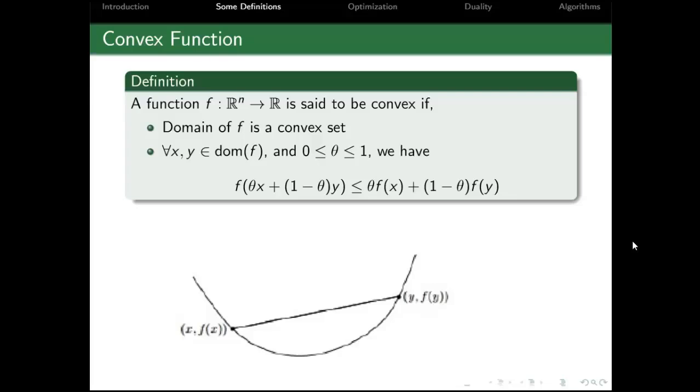So if this happens, we can see that the values f of theta x plus 1 minus theta y are the points along the curve, and theta f of x plus 1 minus theta f of y are the points along the line segment joining x, f of x and y, f of y. So by ensuring that this is always above the function, we ensure that the inequality holds, thus making it a convex function.